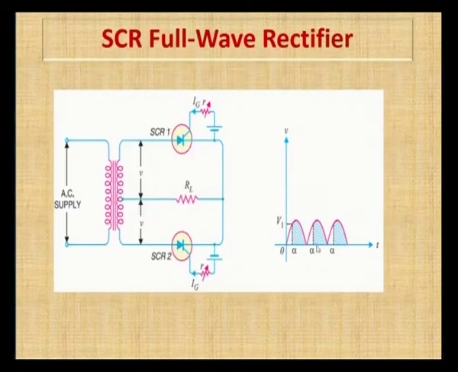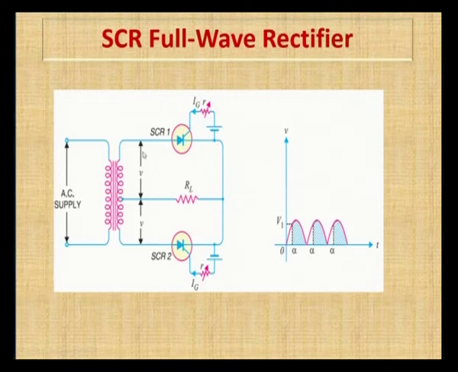SCR full wave rectifier. In the SCR full wave rectifier, the secondary winding is tapped, and this tapping is connected to the resistive load. Here we can observe there are two SCRs, SCR1 and SCR2, and for both of them there is a gate circuit with the variable resistor R.